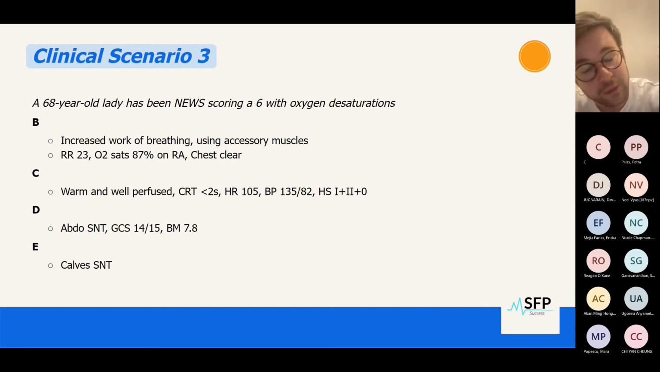In terms of the assessment that we've done so far, and then you just talk through your A, so you'd be like A, patent, B, we noticed increased work of breathing, her chest was clear, her oxygen saturations were 87% on room air, now saturating at 94% on 8 litres, and you would just go through A, B, C, D, E, saying what you found, what you've done, and then just explaining, I would like you to come and review this patient.